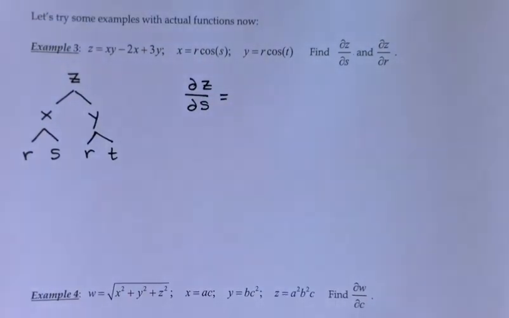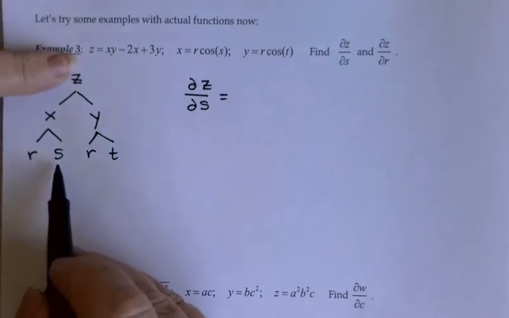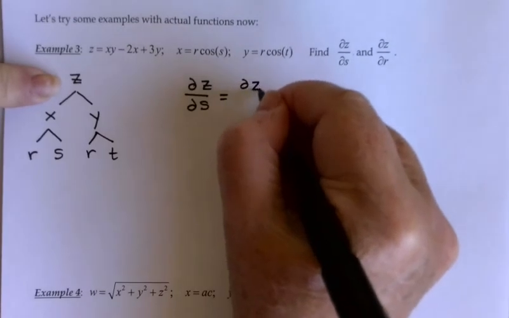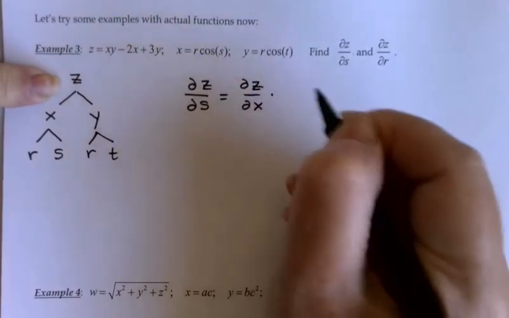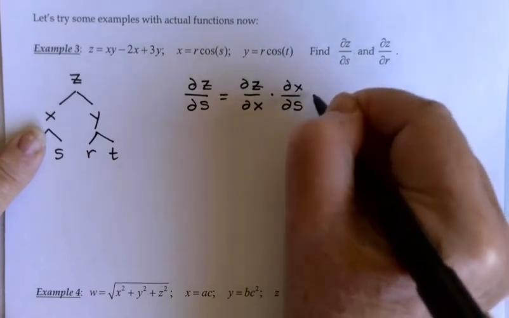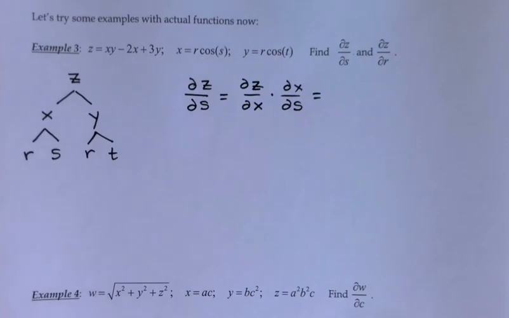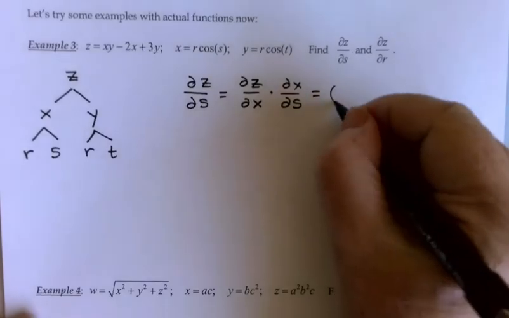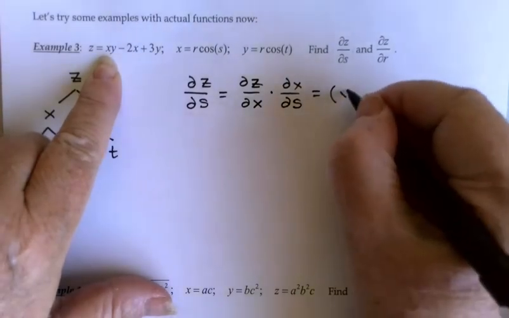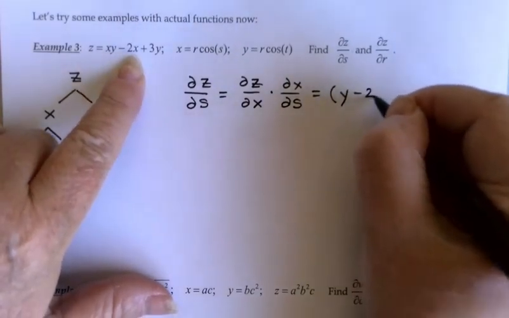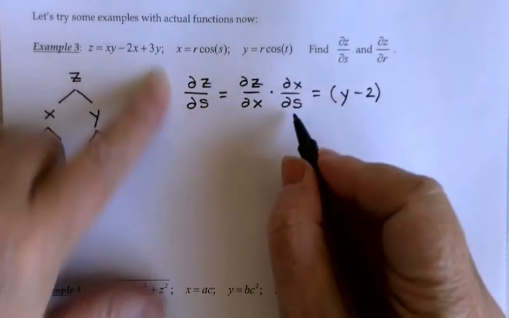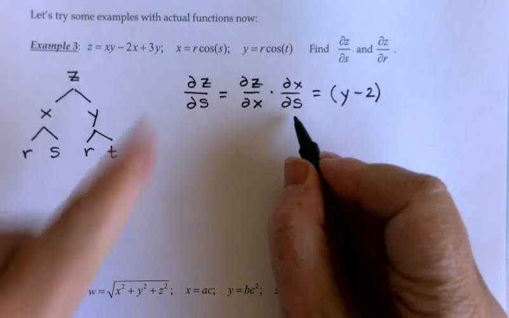There's actually only one path that goes from z to s. It's right here. That's it, right? So the partial of z with respect to x times the partial of x with respect to s. And then I'm just going to come up here and do those derivatives. Z with respect to x would be 1y minus 2 plus 0 times the derivative of x with respect to s.